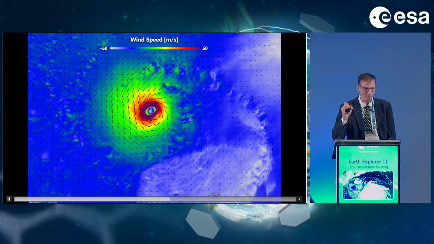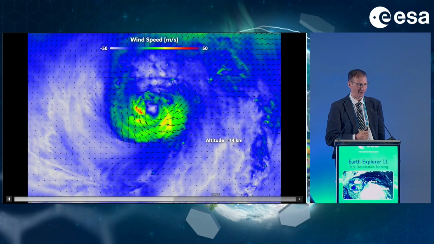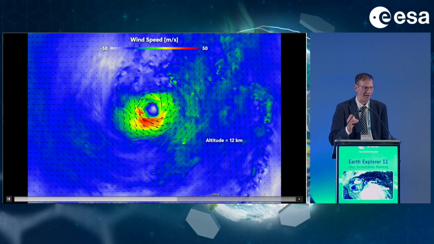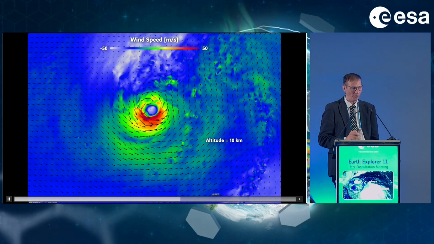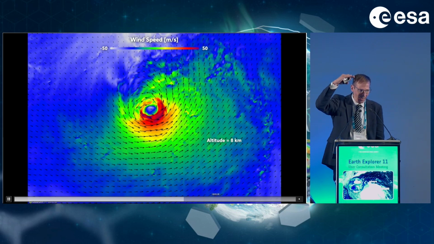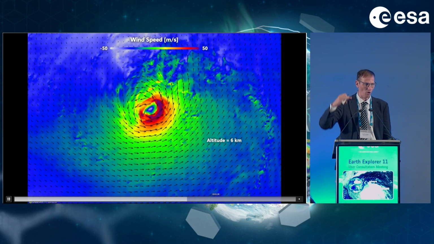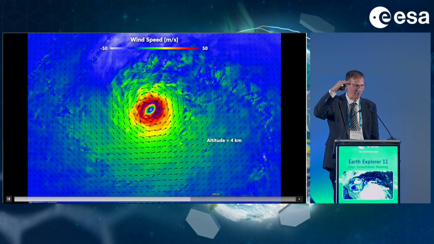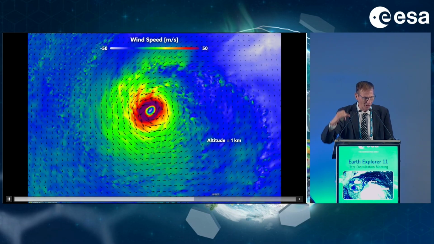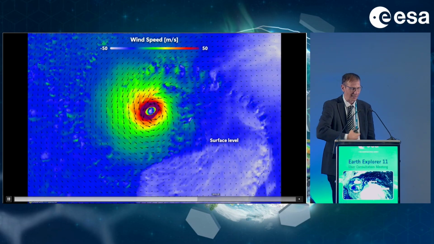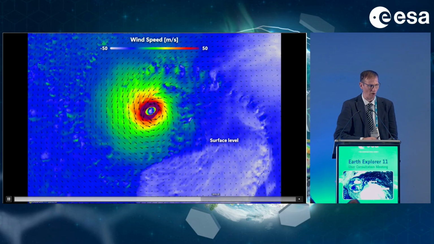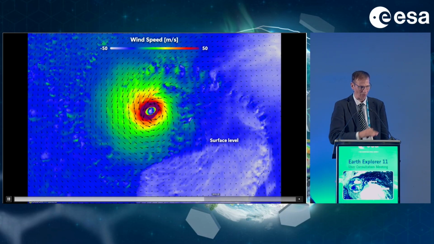Now, to understand better how it works, we need to unveil the internal circulation. And these are the model velocities. Again, we see the vertical structure. We go from the upper troposphere, and we go down, and you can clearly see, of course, the cyclonic circulation with maximum velocity up to 50 meters per second. We leave it as a reference.